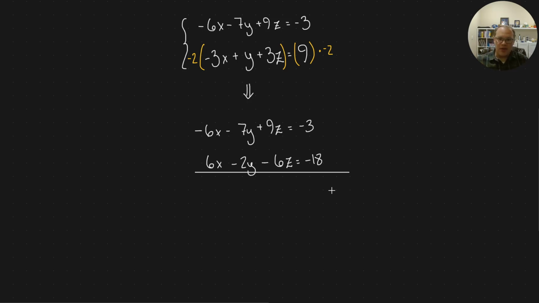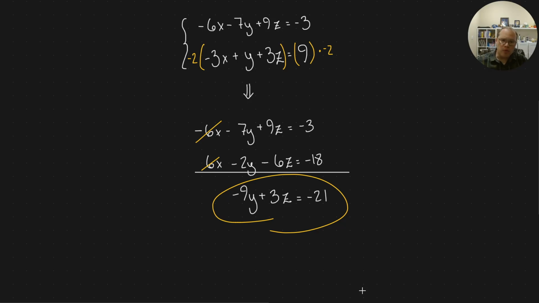You add these together, the x's cancel. That's what we expected. We expected to get rid of that. That eliminates one of our variables. And I get -9y plus 3z equals -21. Okay. And now I've reduced the system of 2 equations with 3 variables to one equation with 2 variables. Any y and z that satisfy this equation can be turned into a point that makes both equations true. Okay.